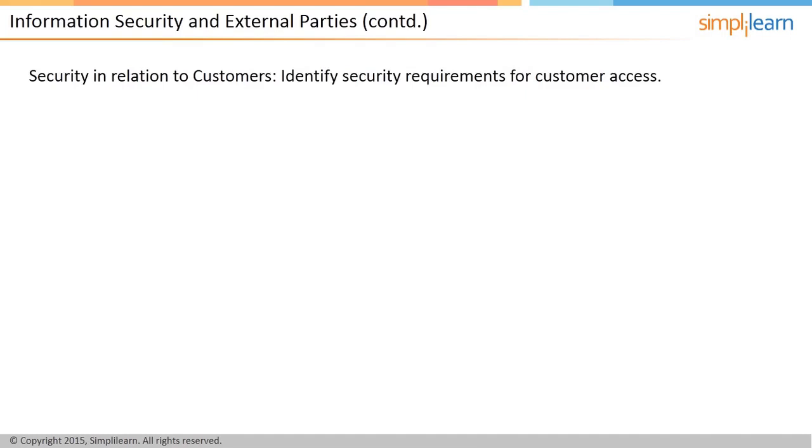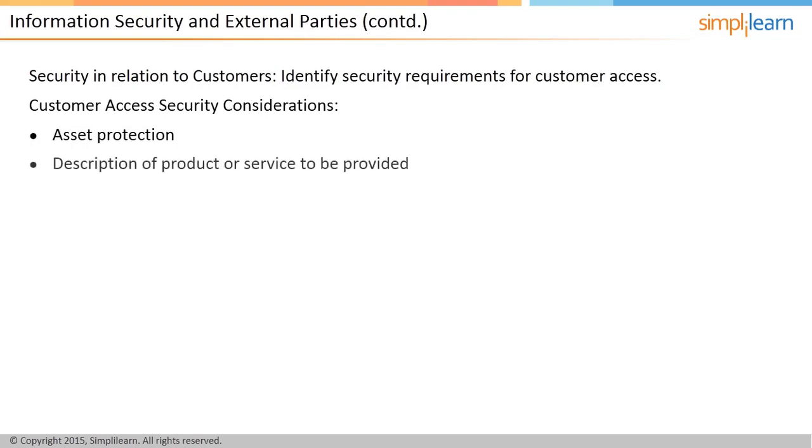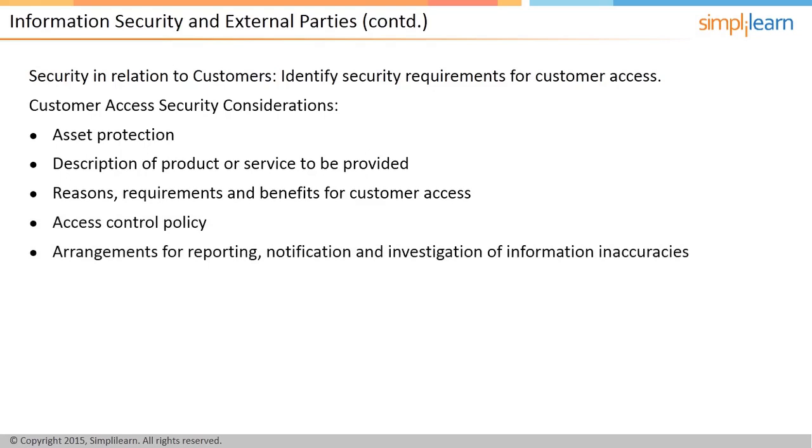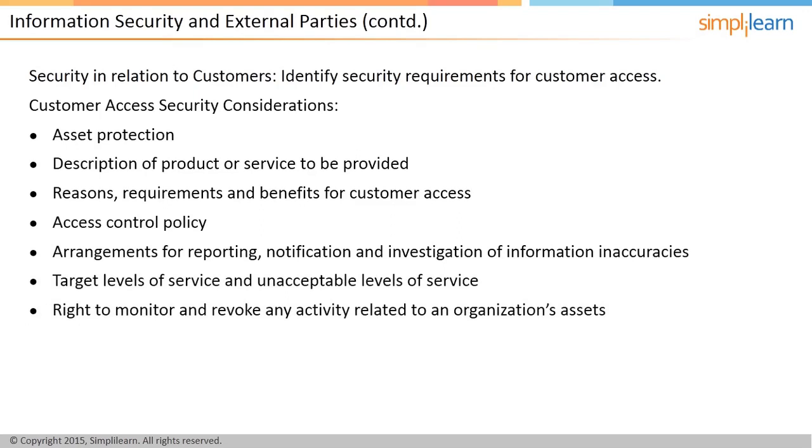Security in relation to customers involves identifying security requirements for customers' access, the customer access security considerations, asset protection, description of product or service to be provided, reasons, requirements, and benefits for customer access, access control policy, arrangements for reporting, notification, and investigation of information inaccuracies, target levels of service and unacceptable levels of service, right to monitor and revoke any activity related to an organization's assets, intellectual property rights and copyright assignment.